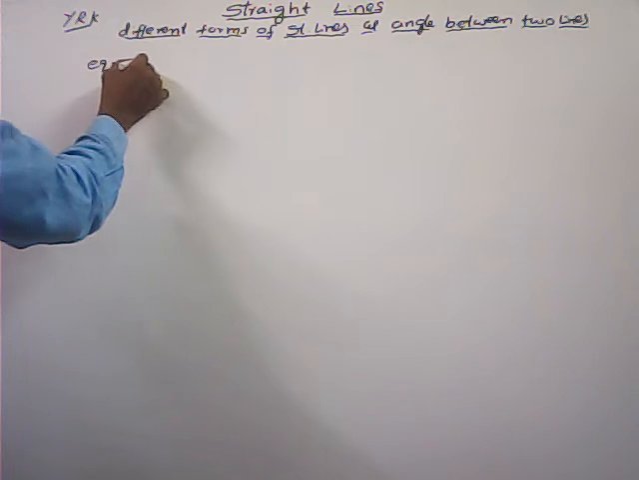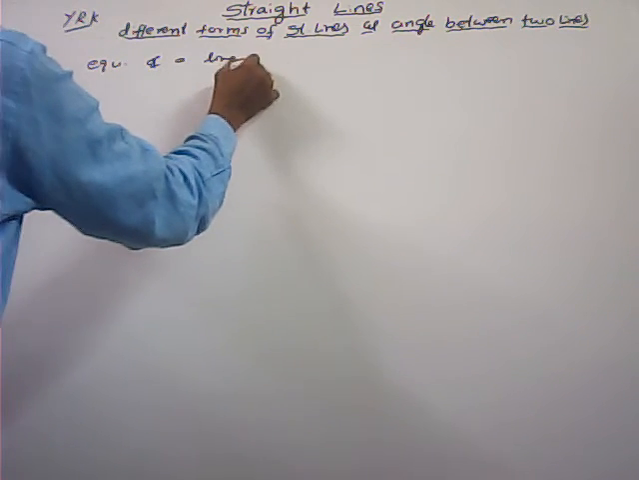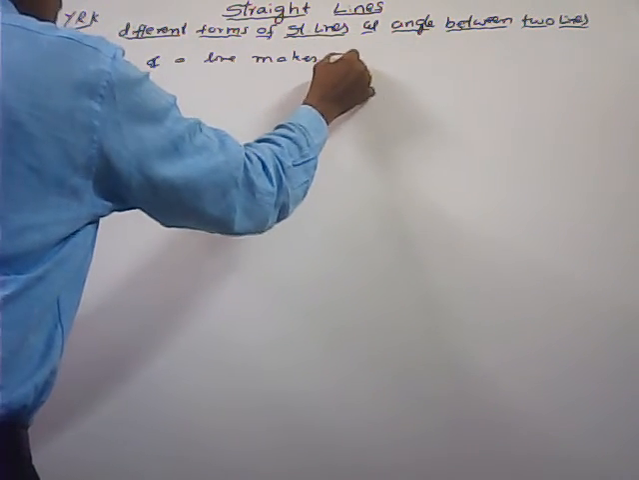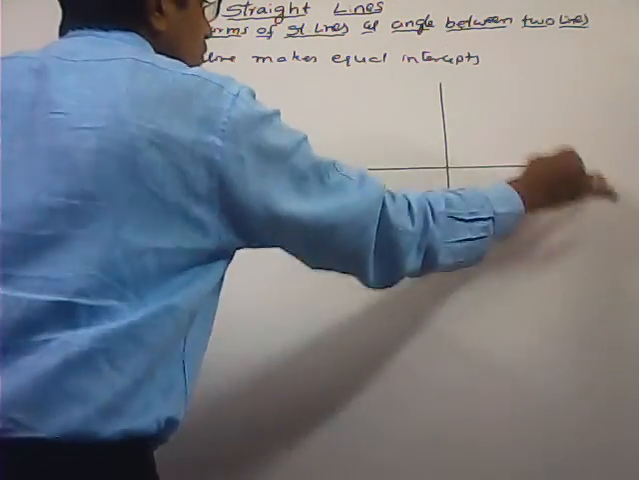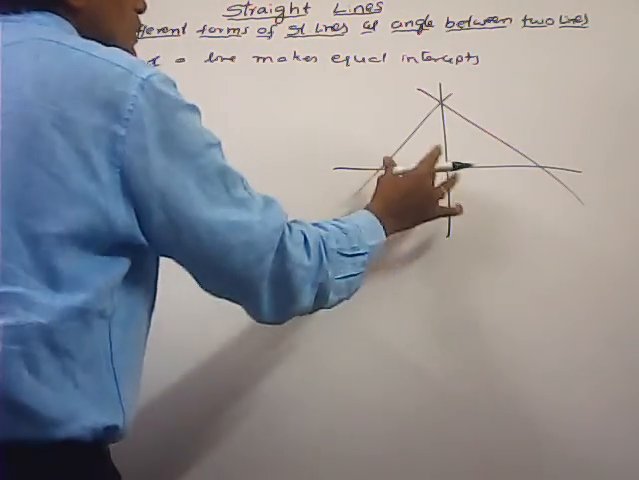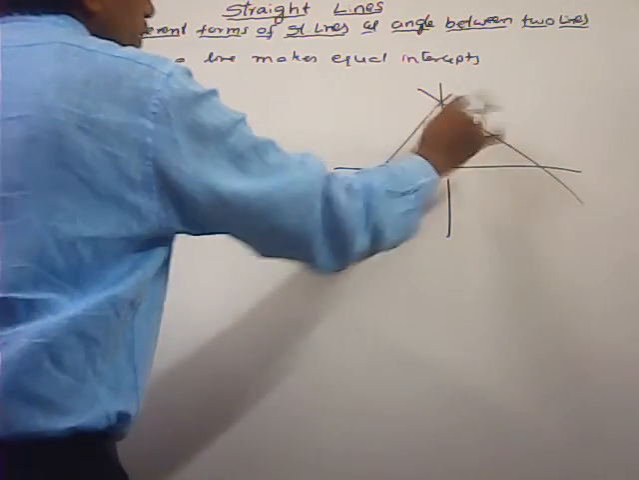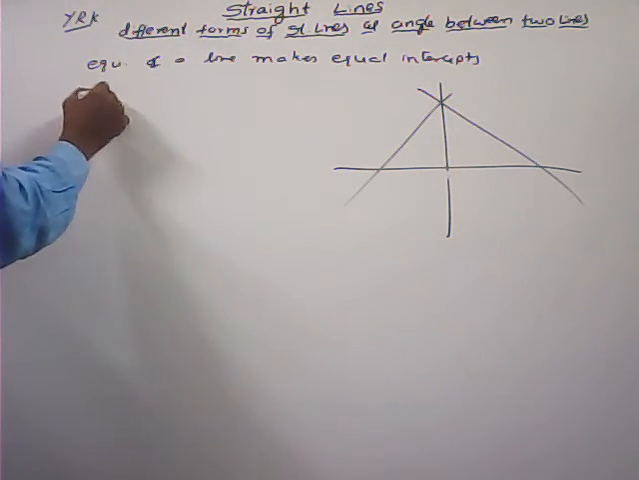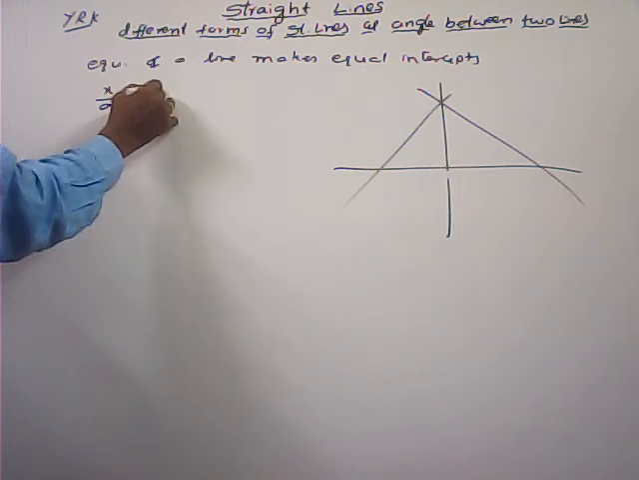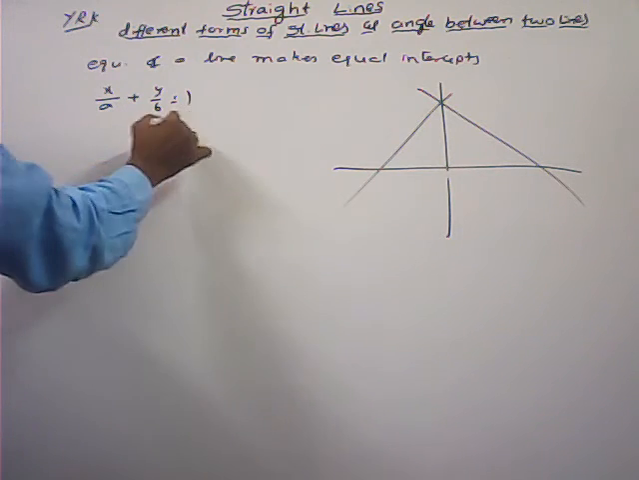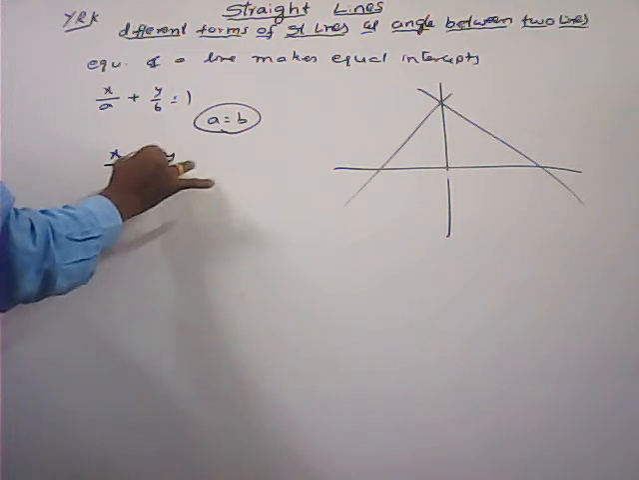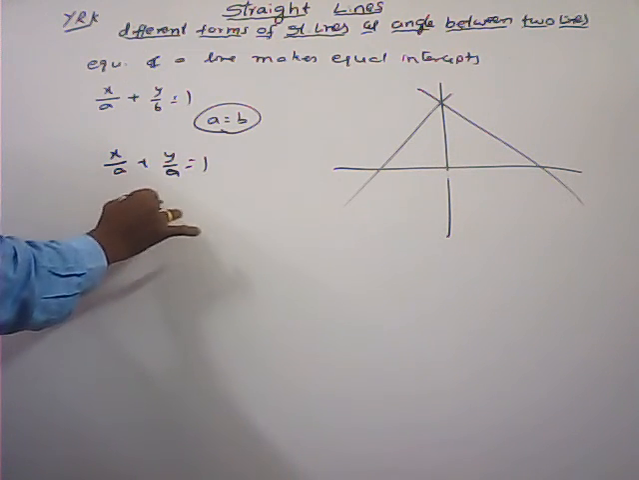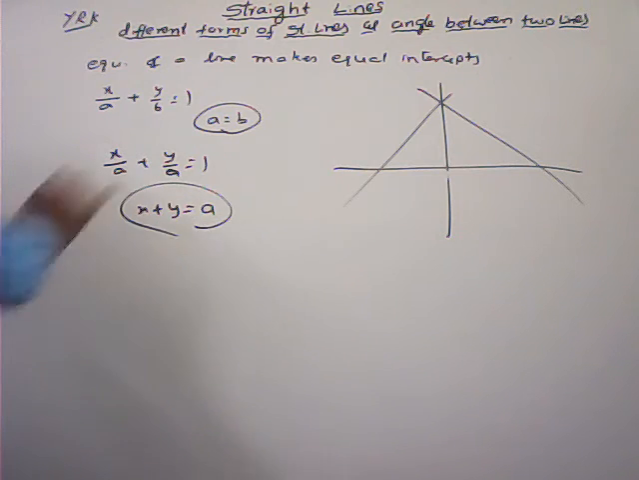Here, equation of a line makes equal intercepts. What is the meaning of that one? Here you can observe all these. Makes equal intercepts only. Here x-intercept to y-intercept, both should be same. Then here whatever the two intercept form, x by a plus y by b, that is equals to 1. Here equal intercepts means a is equals to b. So here we can write x by a plus y by a is equals to 1, or if I take LCM, x plus y is equals to a.